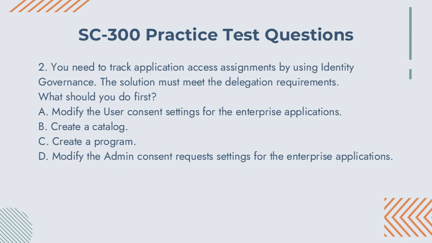2. You need to track application access assignments by using identity governance. The solution must meet the delegation requirements. What should you do first? A. Modify the user consent settings for the enterprise applications. B. Create a catalog. C. Create a program. D. Modify the admin consent request settings for the enterprise applications.